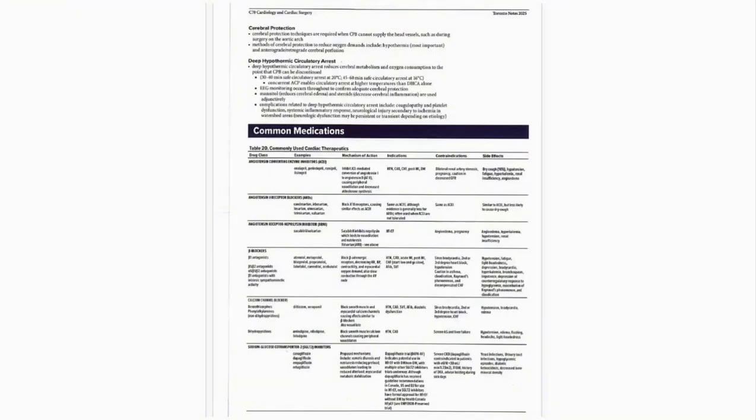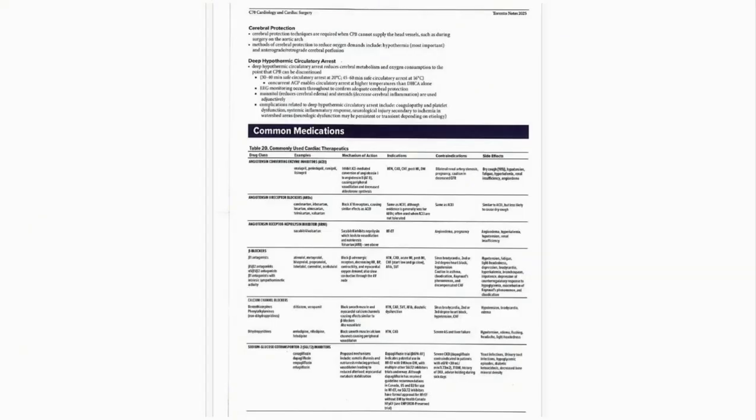Side effects: important adverse effects include bradycardia, hypotension, fatigue, depression, bronchospasm, hyperkalemia, erectile dysfunction, masking of hypoglycemia, and worsening of Raynaud phenomenon or claudication.